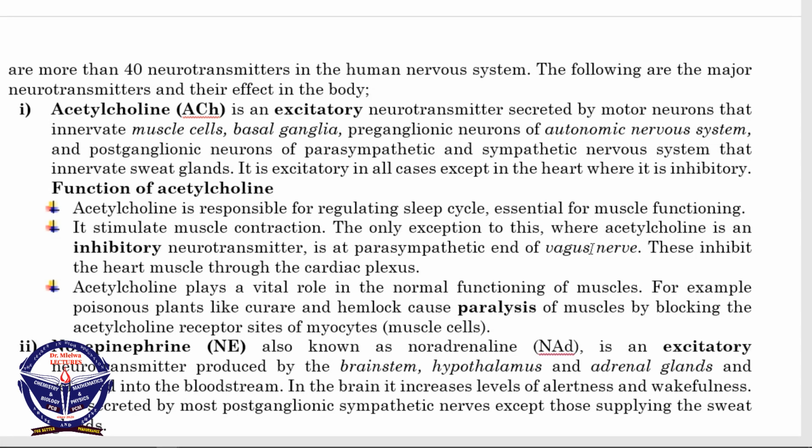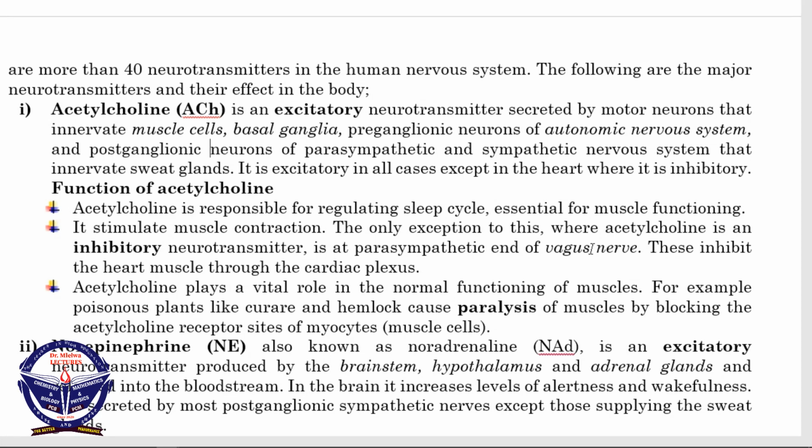Kwa hiyo we have 12 cranial nerves, but the vagus nerve is cranial nerve number 10, and it innervates the cardiac muscles of the heart. So pale ikiwa releasing neurotransmitter, it is inhibitory. Lakini pia acetylcholine plays a vital role in normal functioning of muscles.